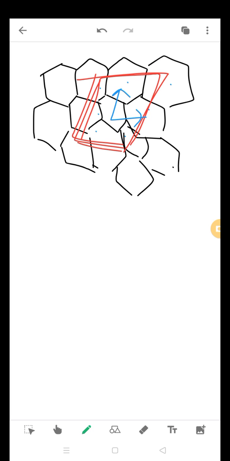Now, what is the basic similarity between a hexagon and this parallelogram that we considered? Both of these have the same area. Whether it is a hexagon or a parallelogram, both the unit cells have the same area.